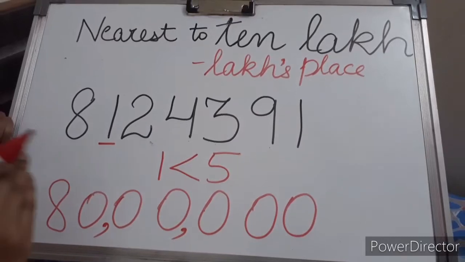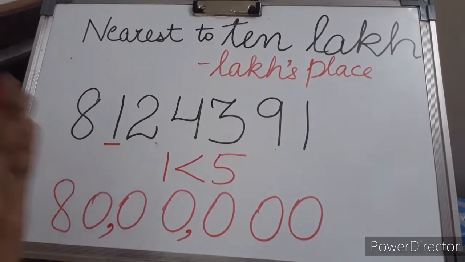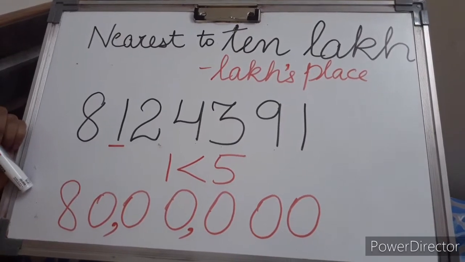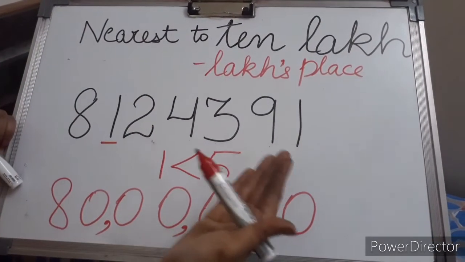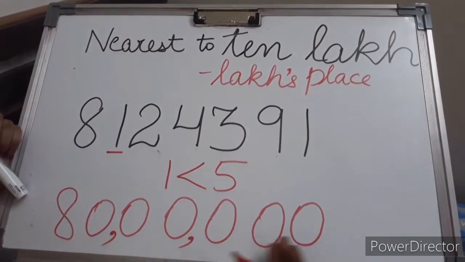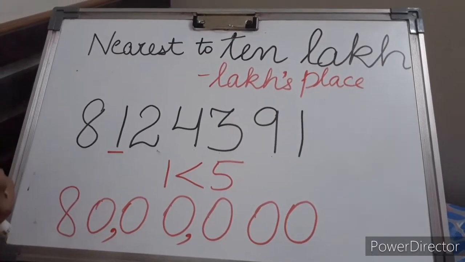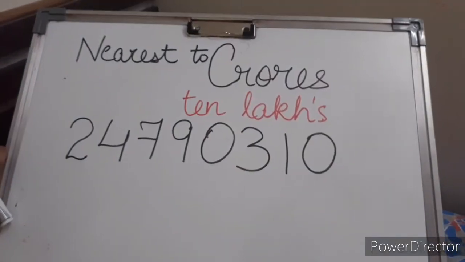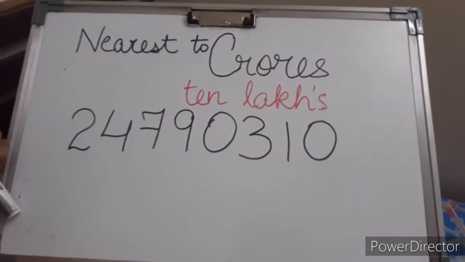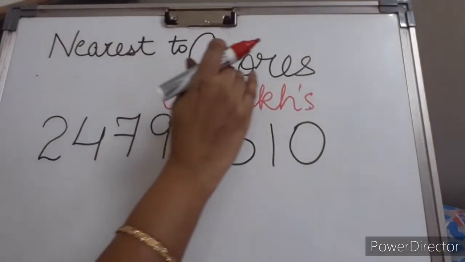So you have to be very much careful. You have to check again and again, because it is not nearest to tens or hundred or thousand. You have to check which digit you're examining and how many zeros it should follow. All those things you have to check. Next is nearest to crores. So the last and the most important is crores. How will you do nearest to crores?